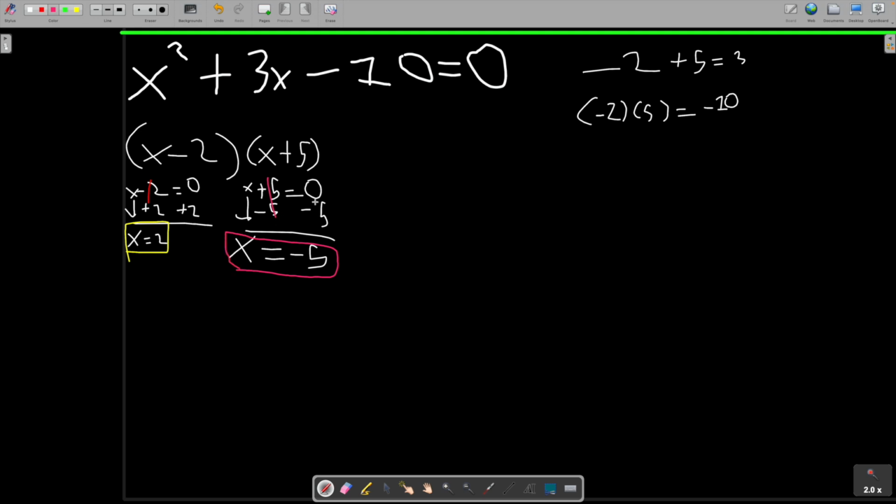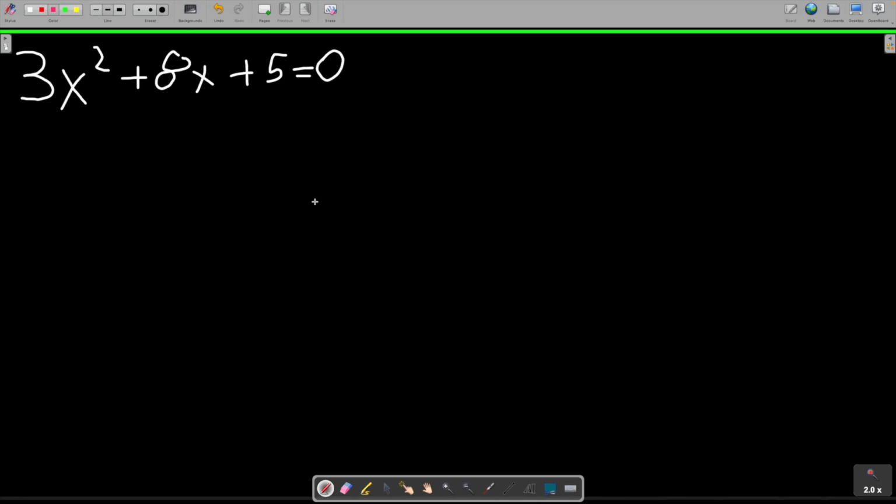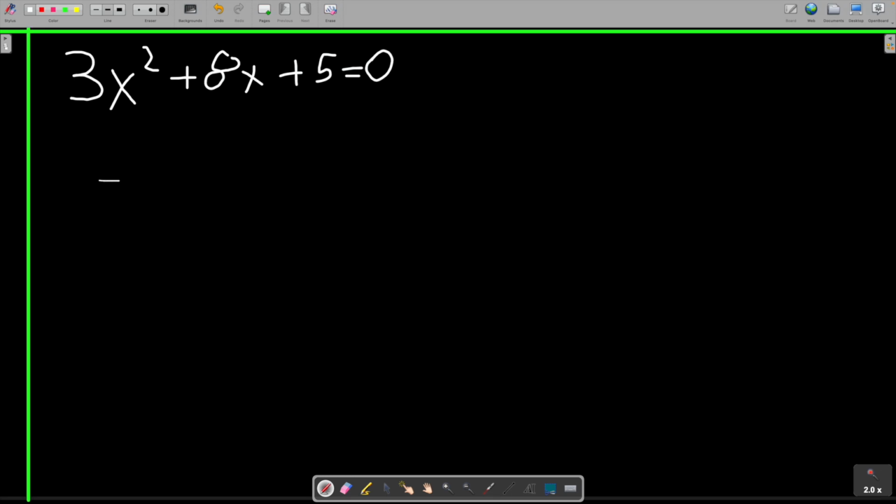So that's it, basically. Next, this is the last example. So here we can see we can't do the same way we did for the last example, since this time the leading coefficient is 3 actually, not 1. So what we're going to do is something called factoring by grouping.